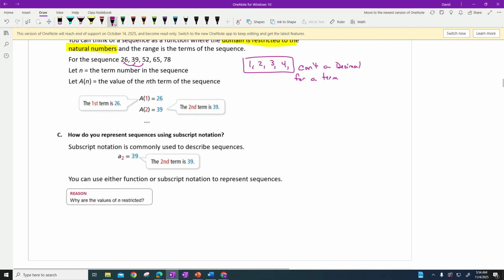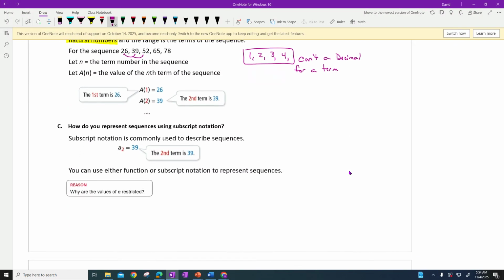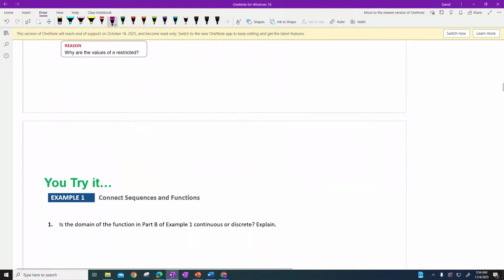They're just trying to teach you a little bit about how to read this stuff. Like, this will be our first day, and remember this back from junior high days. A sub 2 means the second term is 39. So it's just basically pointing out how do you read subscript notation to refresh your memory. We've been working on it for a couple days now, so we're pretty good at that.